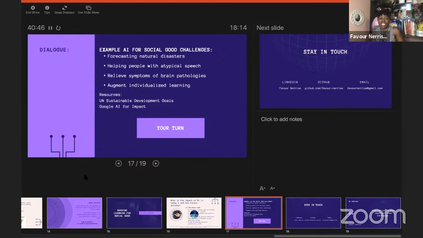Some resources for these are the United Nations Sustainable Development Goals. They have 27 challenges that you can look at and decide which ones you're passionate about and how you can create a challenge or solution for them. And also Google has an AI for Impact challenge going on, which recruits nonprofits and various organizations to submit solutions to these bigger problems.